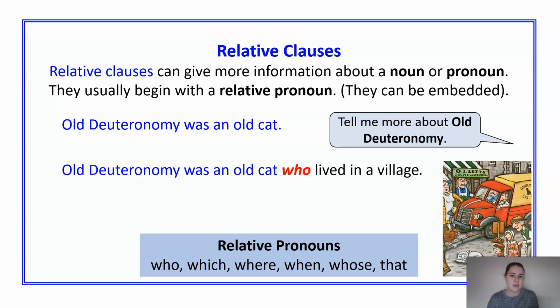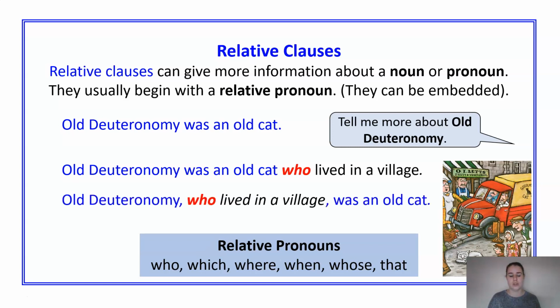Okay, so let's think about something more. Old Deuteronomy was an old cat who lived in the village. Now this isn't an embedded clause, this is just a relative clause because it's on the end of the sentence. But you can see how we've now given it some more information. Old Deuteronomy, who lived in a village, was an old cat. So here we've now used an embedded clause, and what we've done is we've taken that relative clause from the end and we've embedded it in the middle. So we still have exactly the same words and exactly the same sentence, but in a different order. But it's important to remember our commas. And we're going to recap that in a minute.